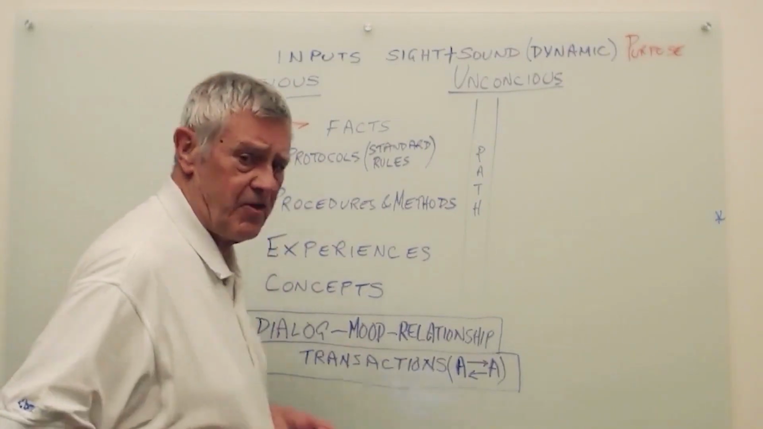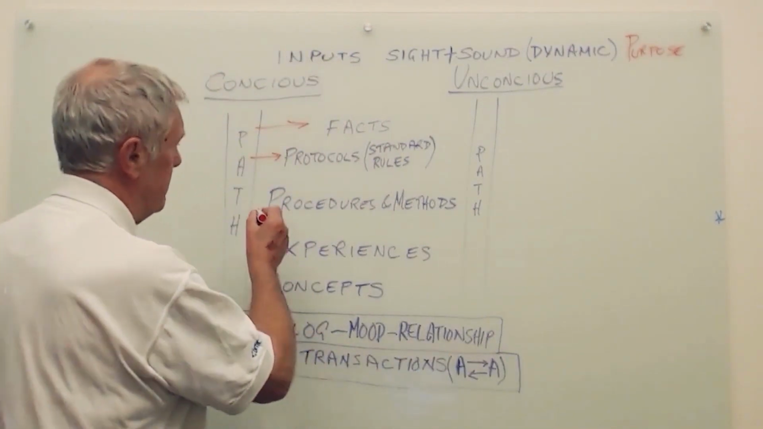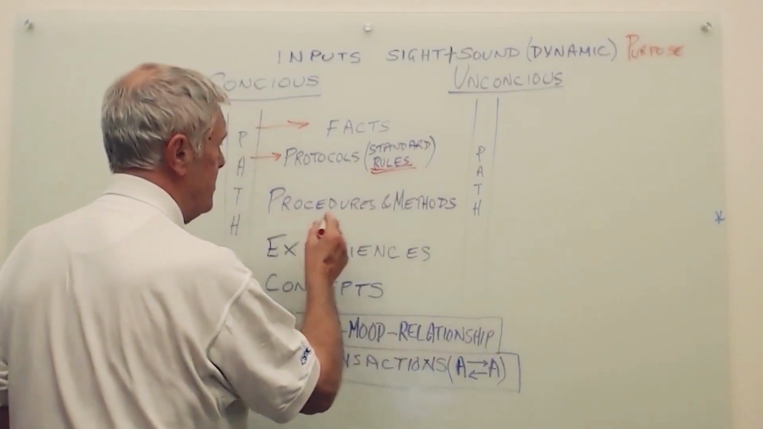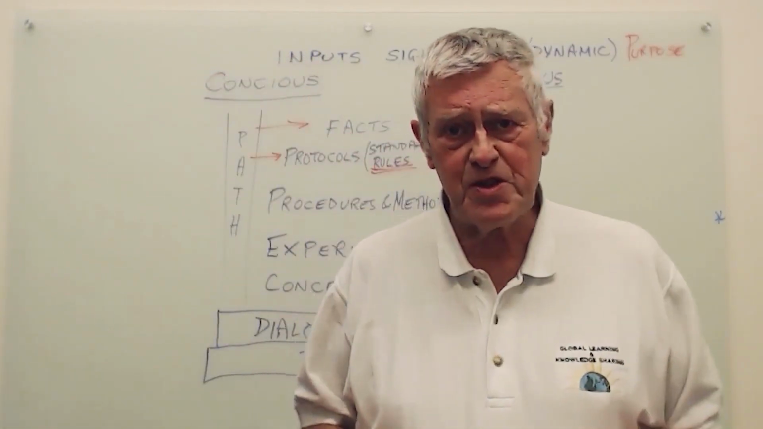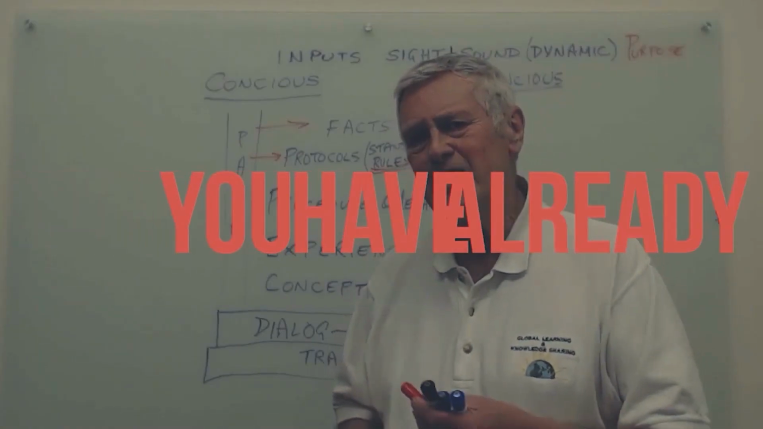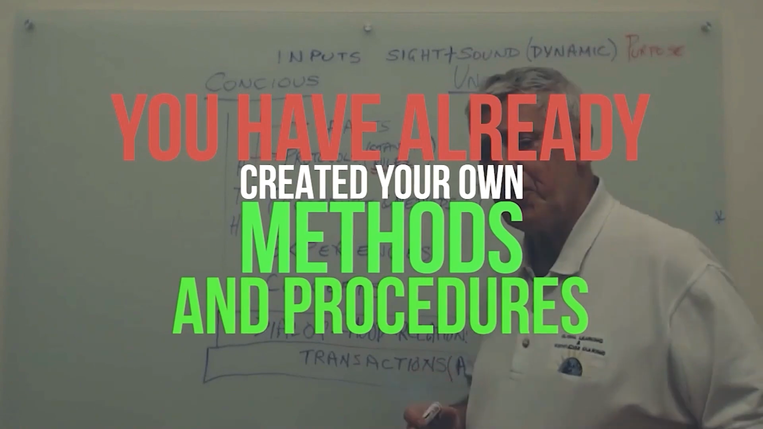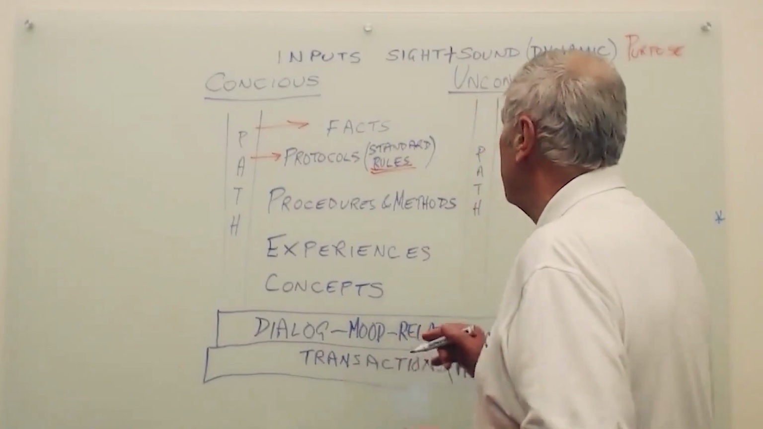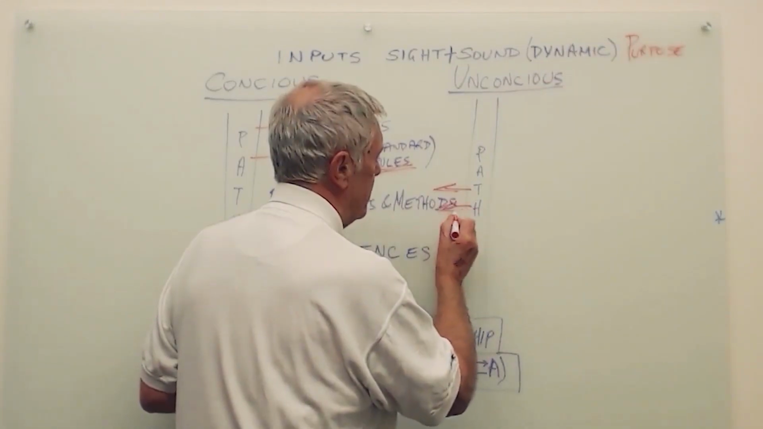Now, procedures and methods, I want to clarify here. For me, there is a difference between protocols and standard rules, and then procedures and methods, which is much more about how do you get results? What do you need to do in order to achieve something? And what methods should you adopt? Now, those generally you learn through your unconscious. Those are predominantly learned like that.